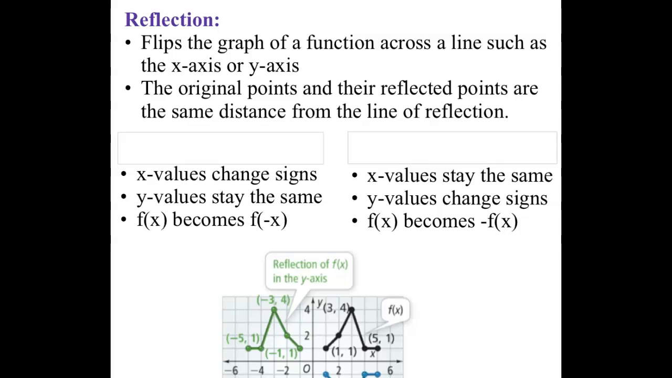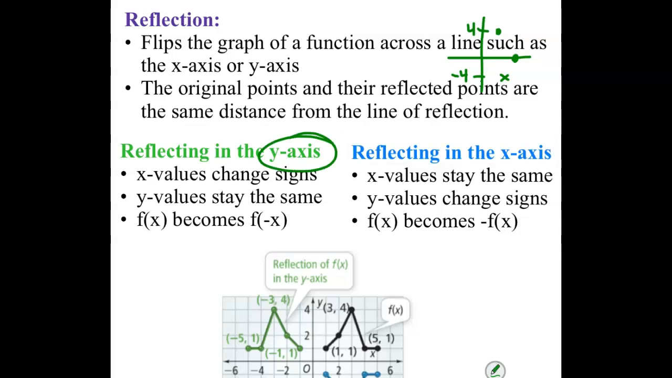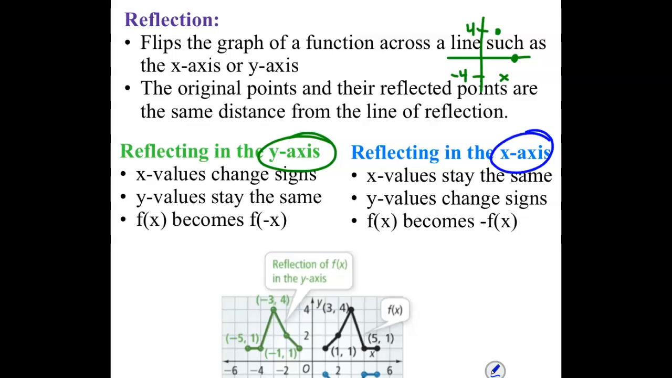What we mean by that, if I have a point here, and let's say this is at 4, and I want to reflect it over the x-axis, it has to be 4 spaces below the x-axis. So it's going to be down here at -4. Does that make sense? Has to be the same distance. What happens if the point that I'm reflecting is on the line that I'm reflecting it over? It doesn't move, right? Because it's 0 units from the line, it's going to reflect and still be 0 units from the line. Okay. So we have 2 types of reflections. We can reflect over the y-axis, or we can reflect over the x-axis.